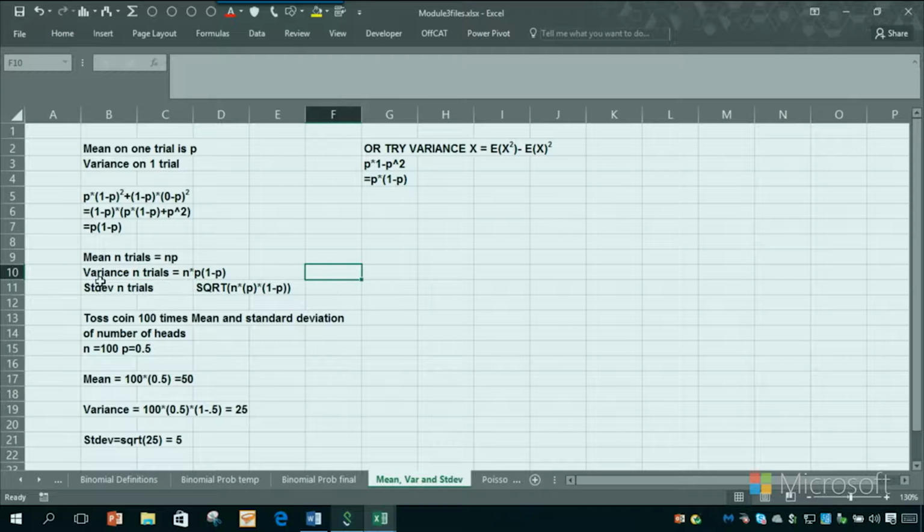Again, we're looking at the number of successes. So we toss a coin 100 times. What's the mean and standard deviation of the number of heads? Well, n is 100. That's the number of trials. Probability of success is 0.5. So on the average, how many heads? 100 times 0.5 or 50. What's the variance? It's going to be 100 times 0.5 times 1 minus 0.5. That's 100 times 0.5 is 50 times 1 minus 0.5. Half of 50 is 25. And the standard deviation would be the square root of 25, or 5.